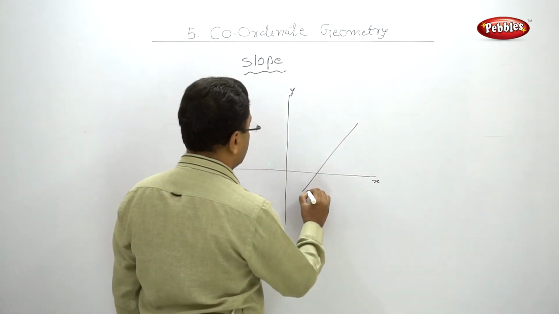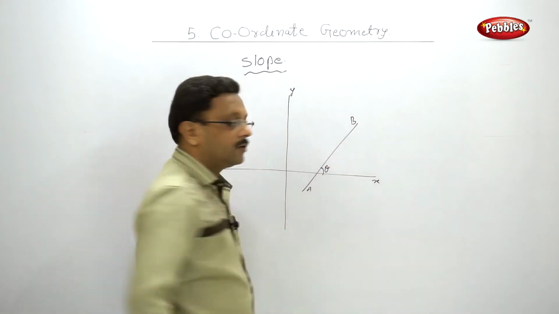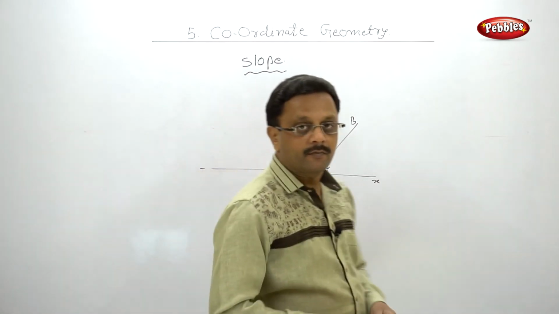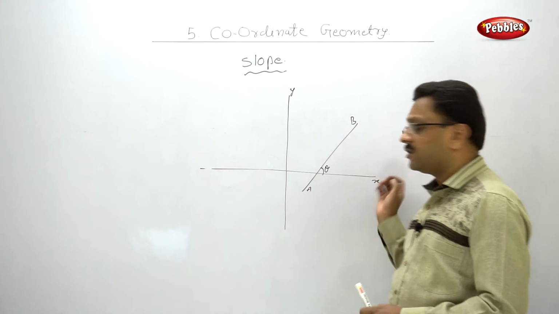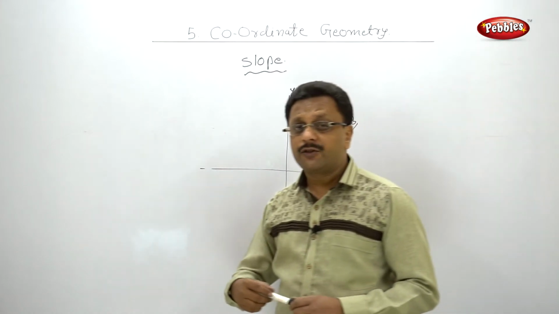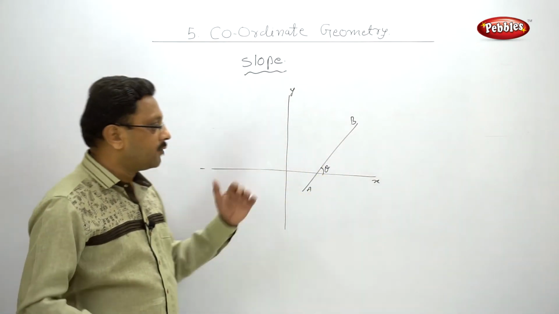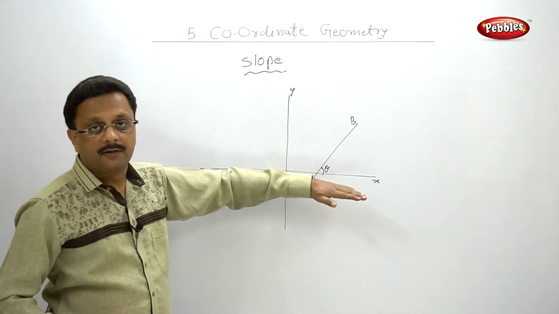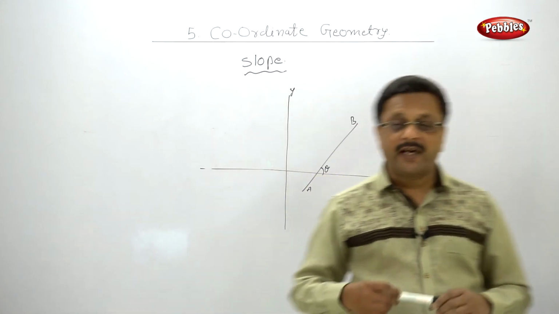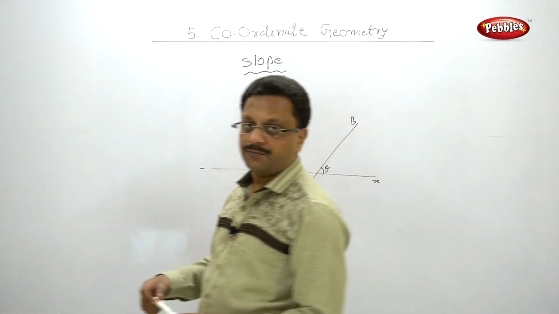Suppose this is line AB and this is angle theta. So now what is the slope of this line? It's tan theta. Don't you think that your x axis is also a line? And x axis makes an angle of 0 degrees with x axis, of course. So what will be the slope of x axis? It is tan 0. That means the slope of x axis is 0, because tan 0 is 0.